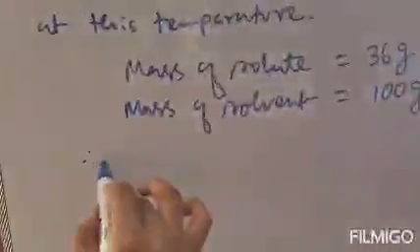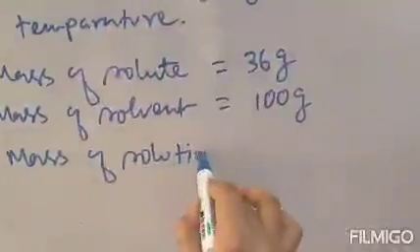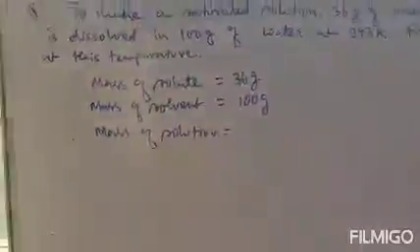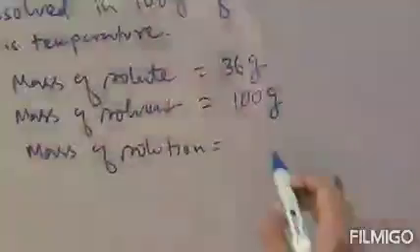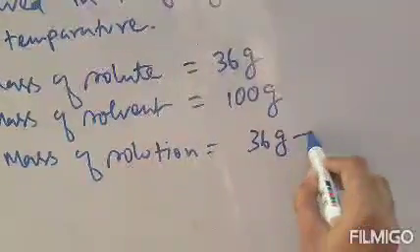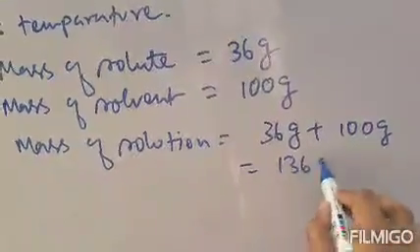So what is the mass of solution? Mass of solution will be mass of solute plus mass of solvent, because solution means solute plus solvent. So the mass of solution is 136 gram.